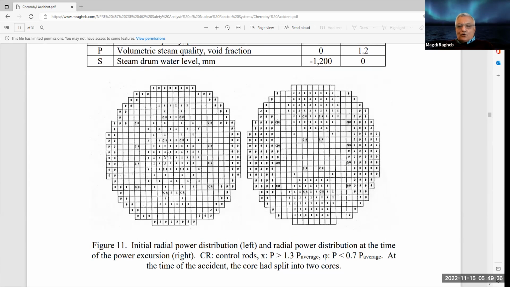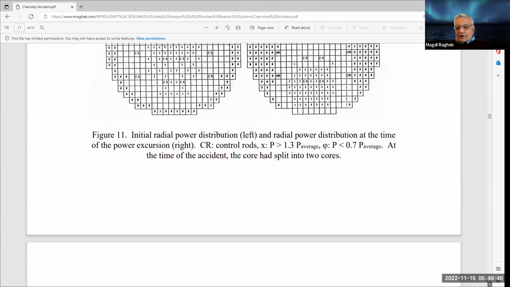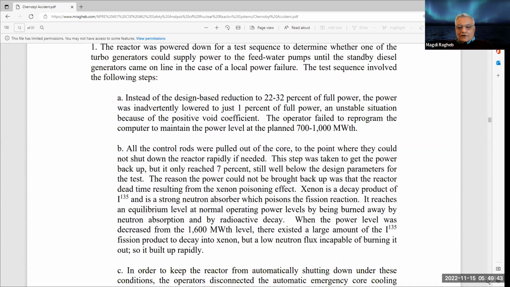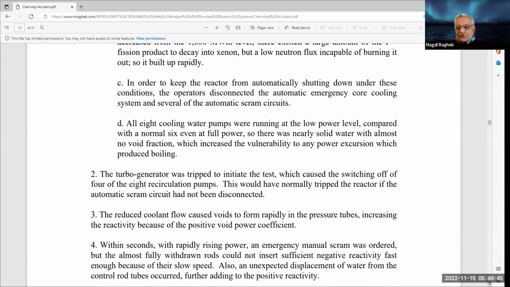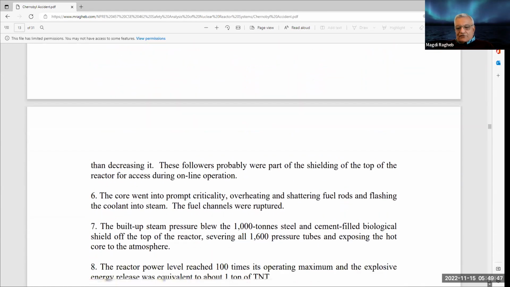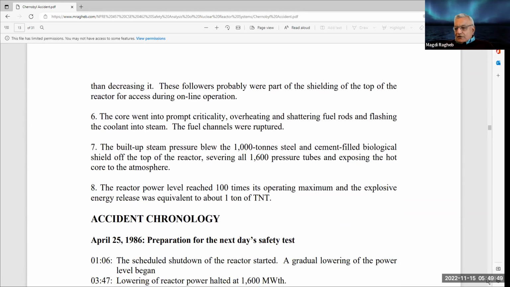This would be the original core. It's separated into two cores as the operators reduce the power of the reactor to see whether they can use the steam to drive a turbine for cooling the water.